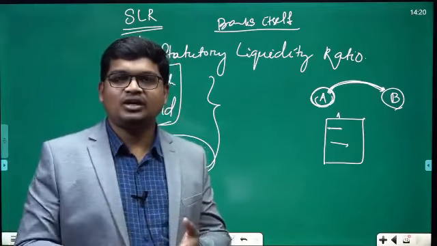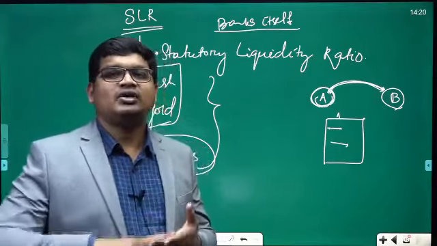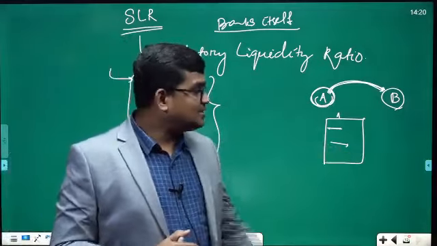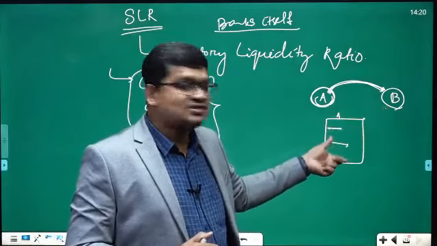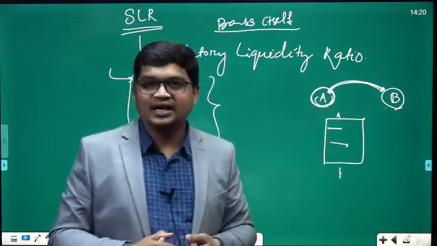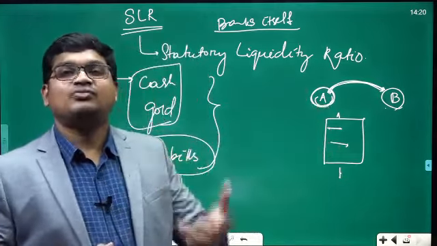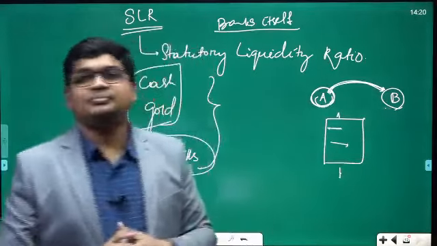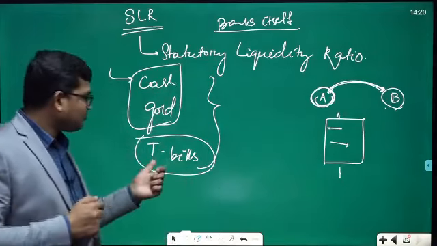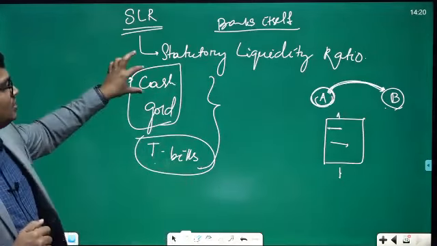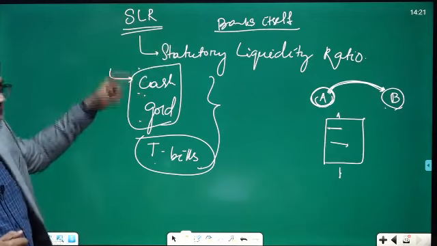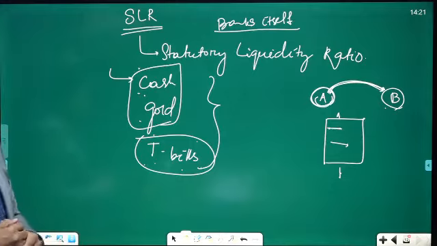If you are not able to pay now, you can pay in the future if you carry this treasury bill. Or simply person B can carry this treasury bill and approach the bank where person A has an account, and that bank will pay person B in exchange for this treasury bill. So commercial banks keep cash under SLR, gold under SLR, as well as treasury bills.